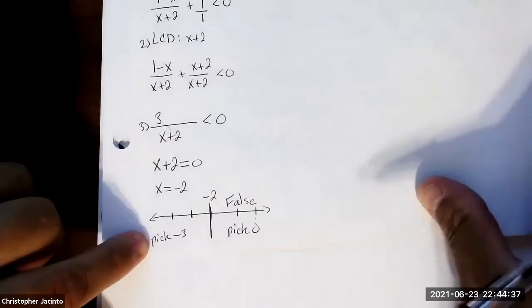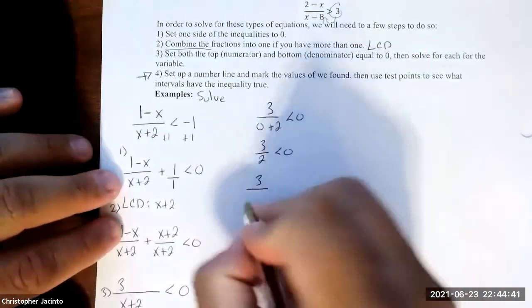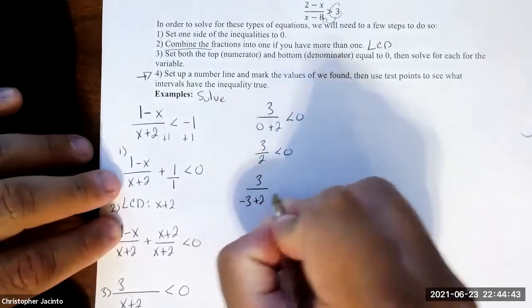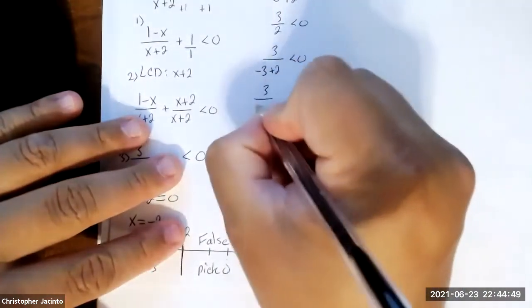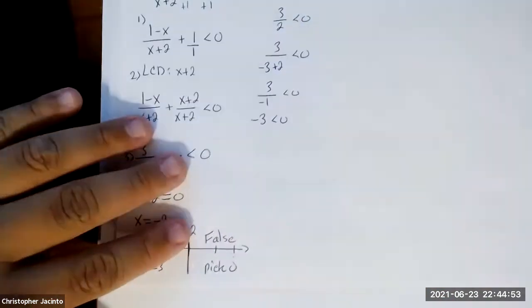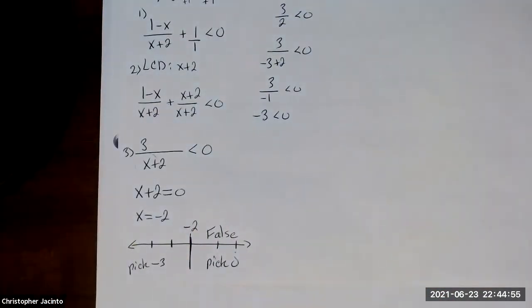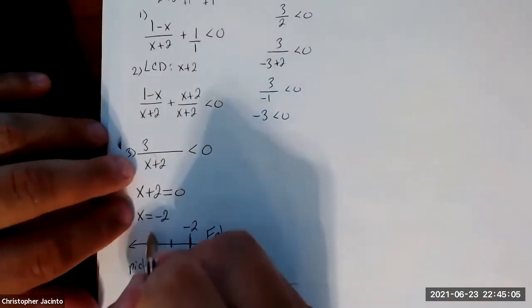So I'll plug in -3, and again, see if it's true or false. So -3 plus 2 less than 0. And again, we just simplify. This is -1, -3. So is that true or false? True. Yep, this is true, right? -3 is less than 0, right? It's on that side, so this is true.